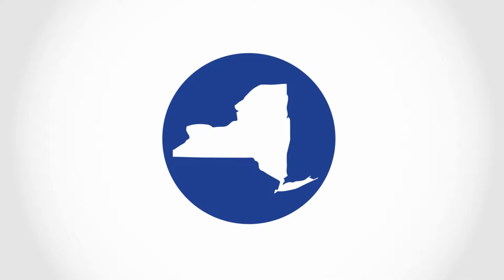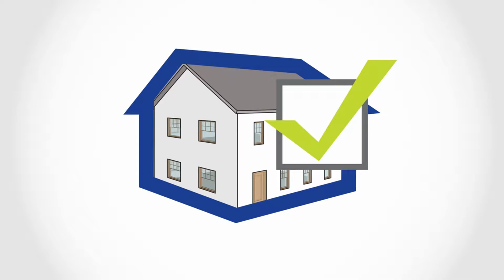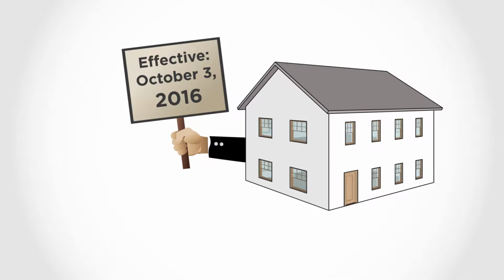New York State now requires higher levels of airtightness in newly constructed and renovated residential buildings. The new energy code also requires a test to demonstrate airtightness when construction is complete. These new standards are more stringent than in previous versions of the code.